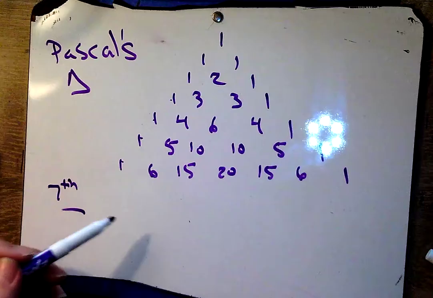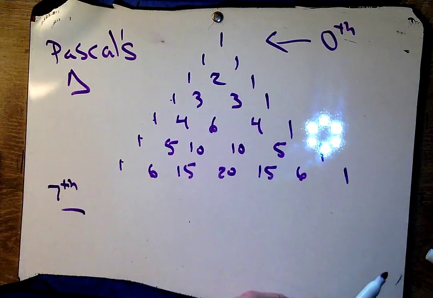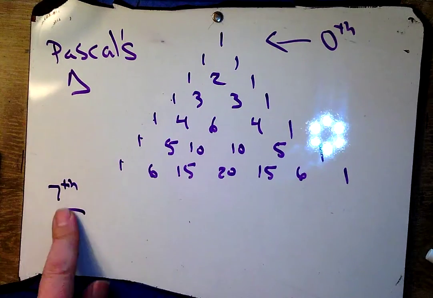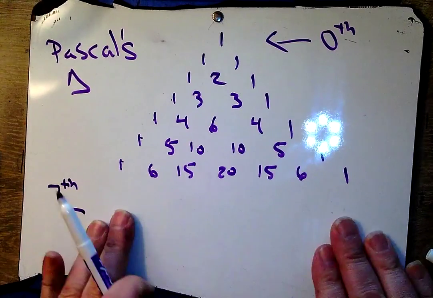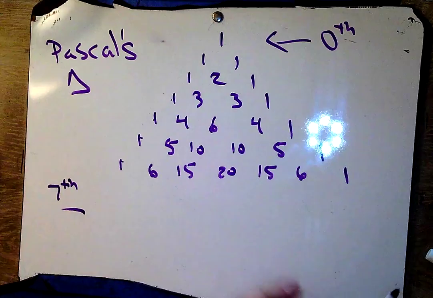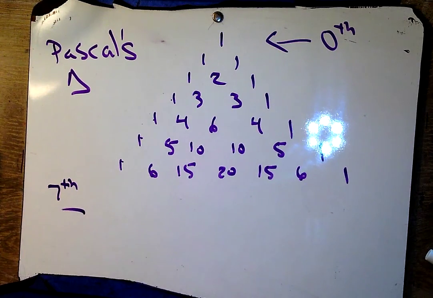You already have 7 rows, Mr. Kukla. Yeah, this one actually is the 0th row. This is the first row, the second row, the third row. So I want the 7th row. Can you please write down what the 7th row would be by observing the pattern in Pascal's triangle? Okay. Pause the video, write down that 7th row, and let's compare answers.